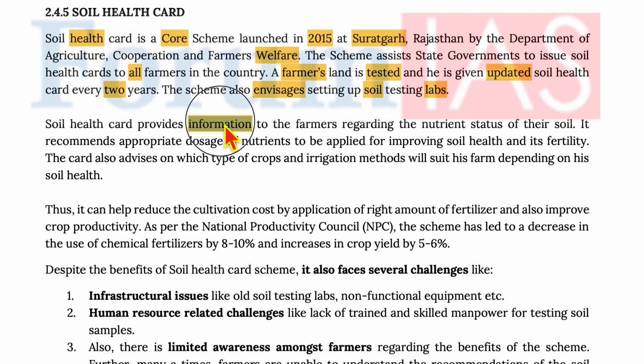Soil health card provides information to the farmers regarding the nutrient status of the soil. It recommends appropriate dosage of nutrients to be applied for improving soil health and its fertility. The card also advises on which type of crop and irrigation method will suit his farm depending on his soil health. Thus, it can help reduce the cultivation cost by application of the right amount of fertilizer and also improve crop productivity. As per the National Productivity Council, the scheme has led to a decrease in the use of chemical fertilizers by 8 to 10% and an increase in crop yield by 5 to 6%.